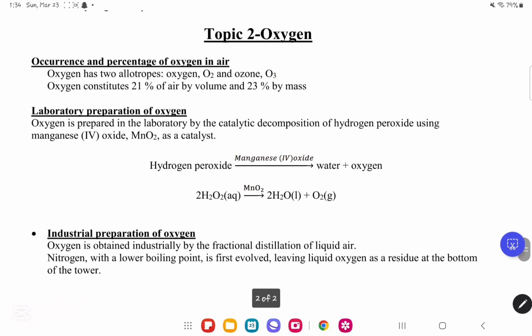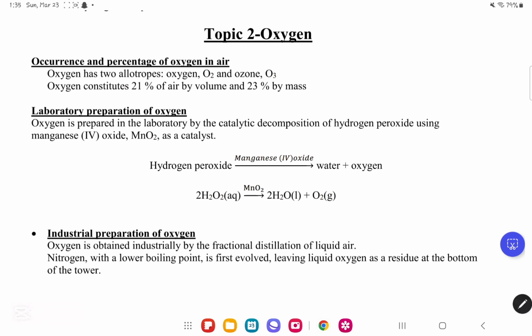But anyways, let us move on to topic 2, which is oxygen. Occurrence and percentage of oxygen in the air. What do we need to know about oxygen? First of all, oxygen has two allotropes, being oxygen O2 and ozone O3. Oxygen is something we breathe, and ozone is a layer that protects the earth from the sun. The molecules of ozone, O3, can be found in the ozone layer, which is used to protect the earth from the harmful rays of the sun.